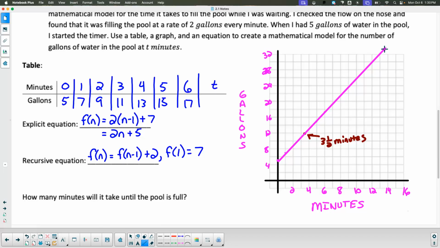If I want to, okay? Those dots I can connect. Now I should go back and I should put in my... so that you see that. Yeah? How many minutes will it take for the pool to be full?